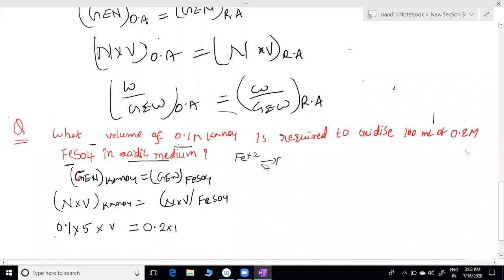So 1 into volume, how much have they given? 100. Can you calculate V, how much are we getting? This point and this point I can cancel. Both are in mL only. Because this is 100 mL, I am going to get V in mL. 200 by 5, answer 40 mL.